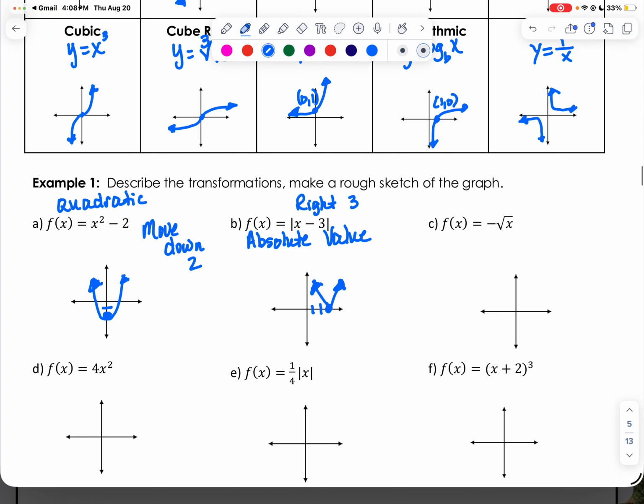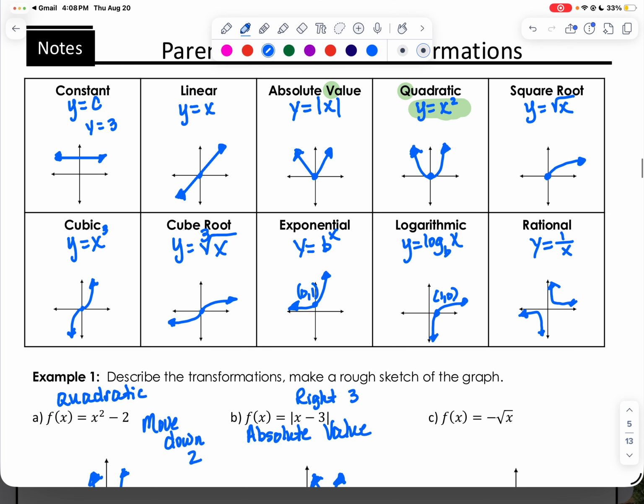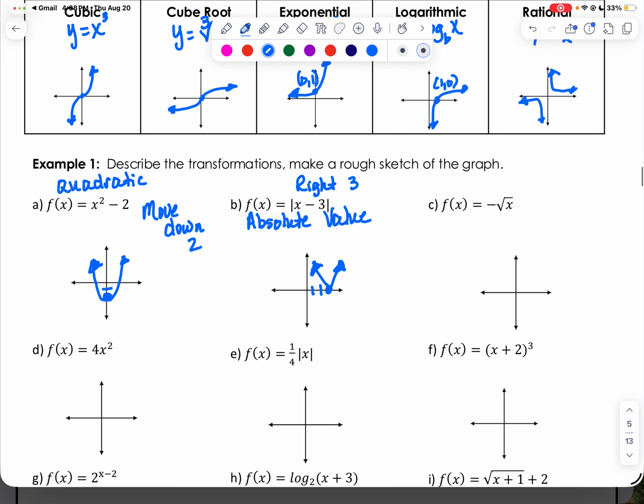All right, problem C. We have f of x equals negative square root x. So let's find our square root function. So it starts at 0, 0, and then it branches off to the right. Now, let's label this as square root. But because there's a negative in front of it, it's going to reflect across the x-axis. So it'll still start at 0, 0, but instead of opening up and to the right, it's going to open down to the right. It just flipped over the x-axis.